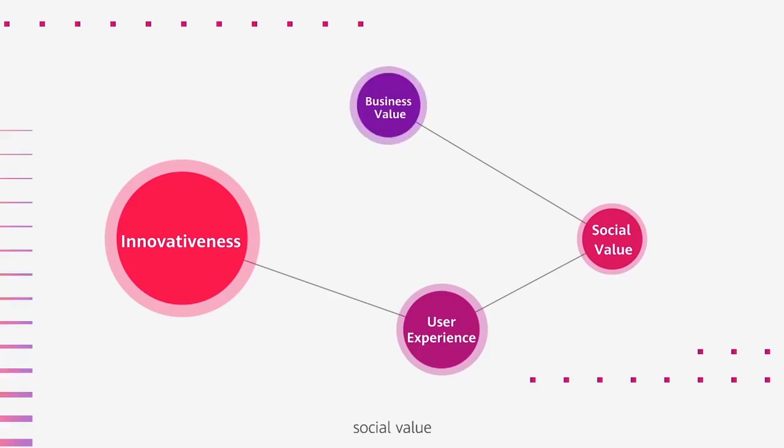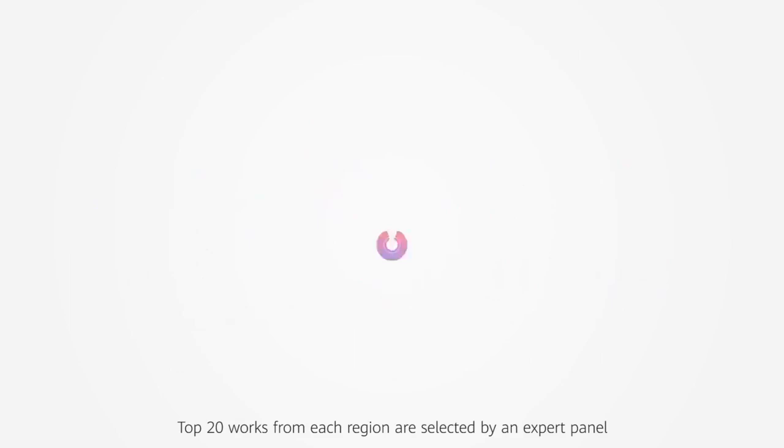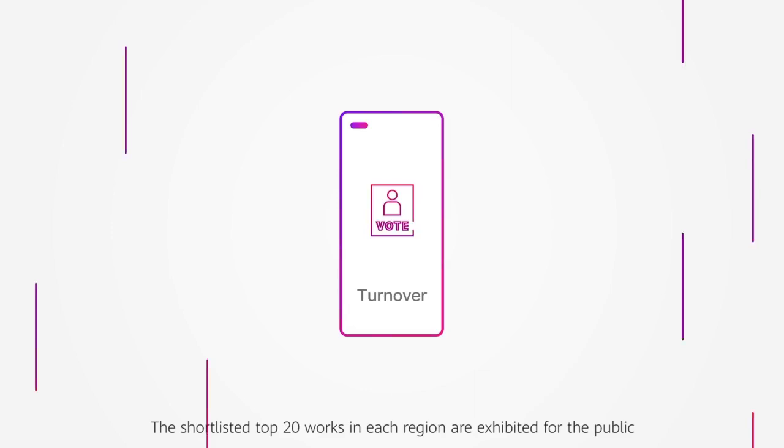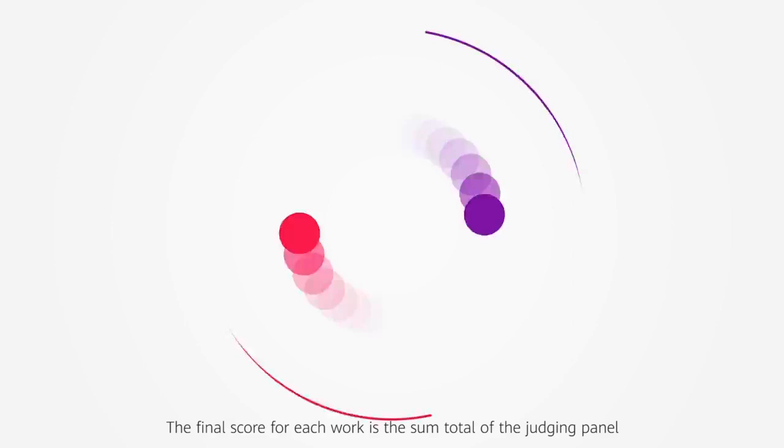The competition will be scored according to the following 3 rounds of evaluation. Preliminary: top 20 works from each region are selected by an expert panel. Public review: the shortlisted top 20 works in each region are exhibited for a public. Further selections are based on the number of downloads and votes received by the exhibited works. The final score for each work is the sum total of the judging panel and public rating scores.